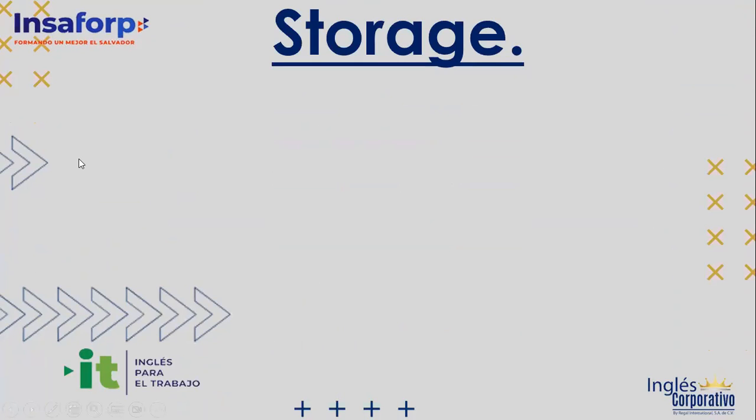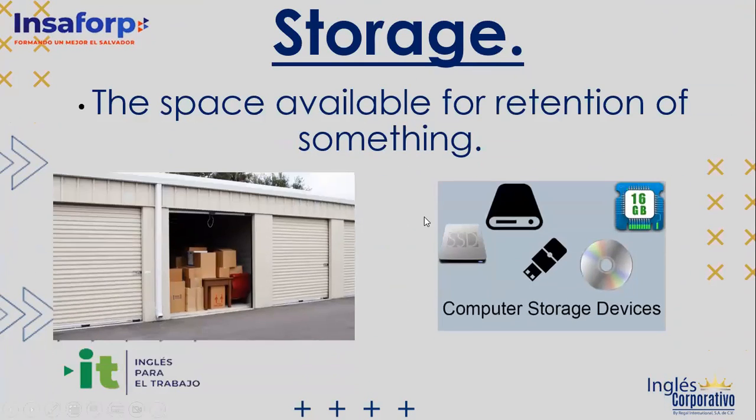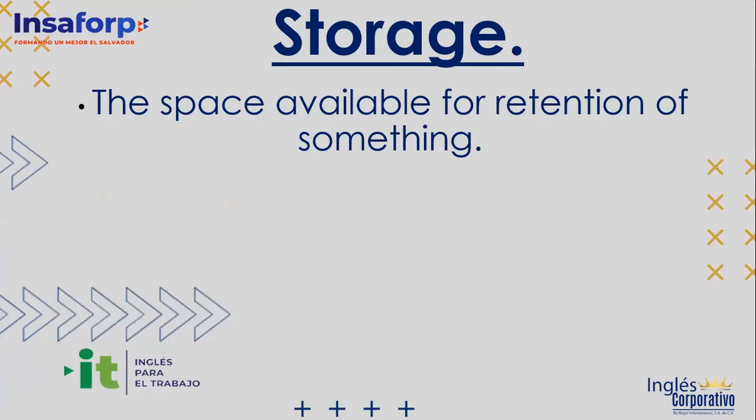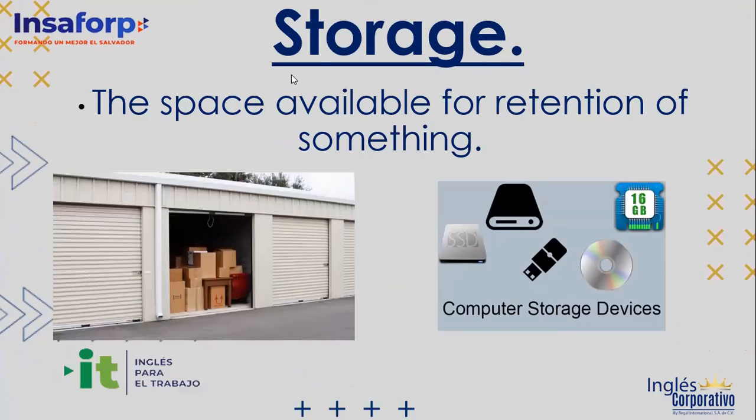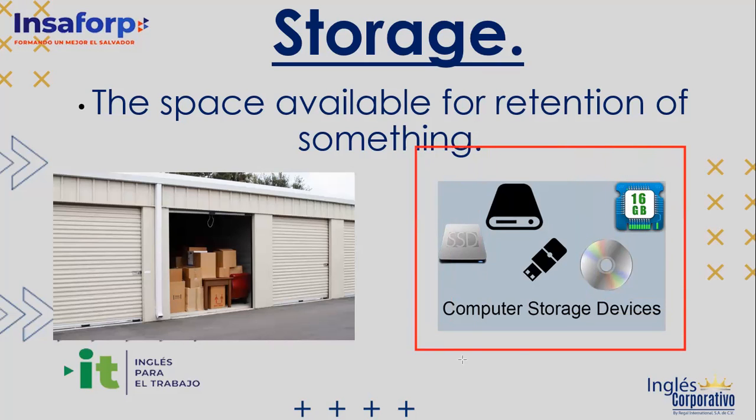Can you help me with the definition, reading the definition, please, Miss Lady? The space available for storage of something. Exactly. So there are two types of storage, okay? We have the storage like a place or a big space or a small space where you can put things, right? But also we have the storage in virtual things or computer things. And as you can see here, we have computer storage devices, and we have the USB, we have the hard drives, we have also the CDs.